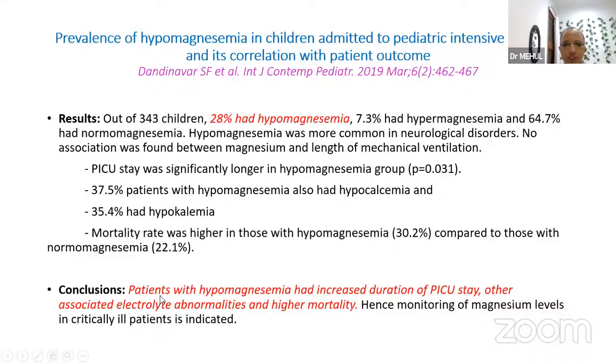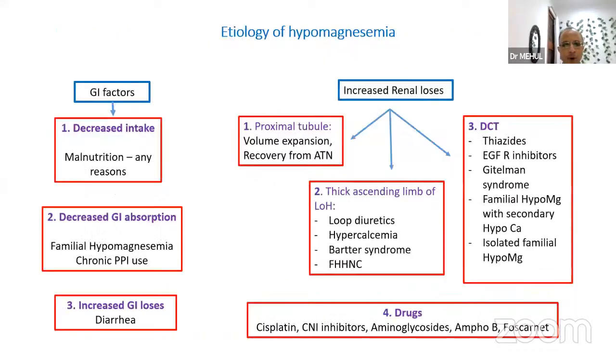So their conclusion was that patients with hypomagnesemia had increased duration of PICU stay, other associated electrolyte abnormalities, and higher mortality, and hence monitoring of magnesium levels in critically ill patients is absolutely important. So to summarize the etiology of hypomagnesemia on this slide, it could be because of GI factors, decreased intake, malnutrition because of a number of factors.